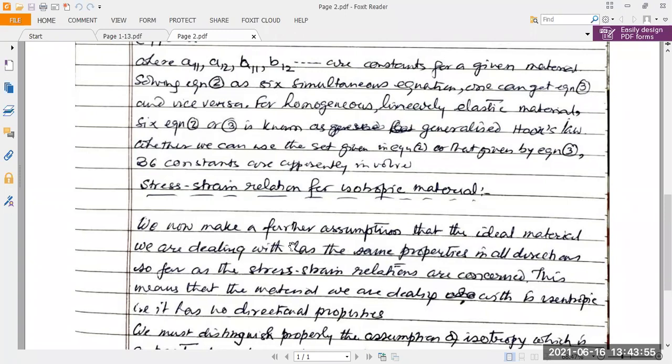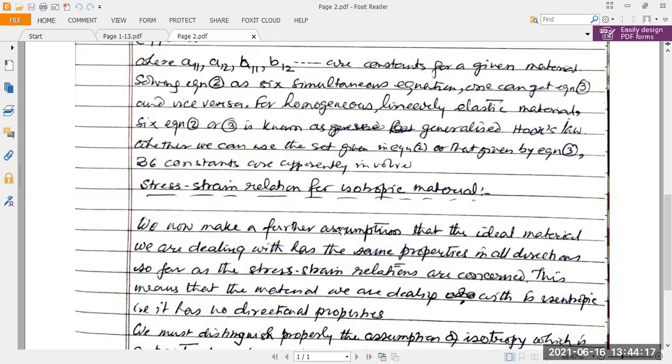We can now make a further assumption for the stress-strain relation for an isotropic material itself. We can make a further assumption that the ideal material we are dealing with has the same properties in all directions so far as the stress-strain relations are concerned.